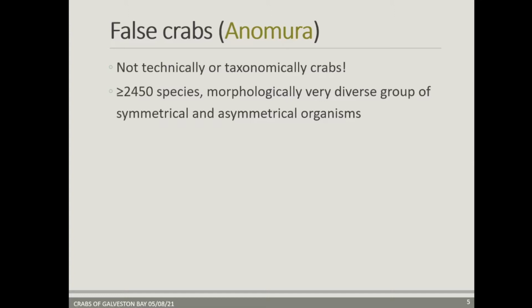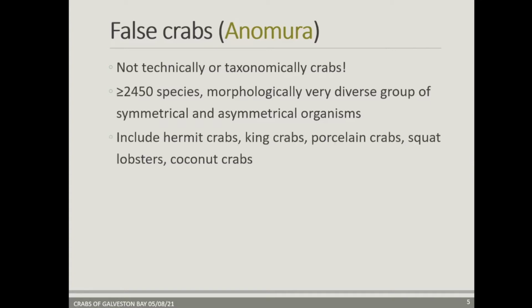There's over 2,000 species of them, but they are really a lumped group of very morphologically diverse organisms. They're crustaceans, they're all crustaceans. Some of them are symmetrical, like our true crabs are, but many of them are asymmetrical, which means that they don't have the same, well, you guys know what symmetrical is. They're not the same on both sides.